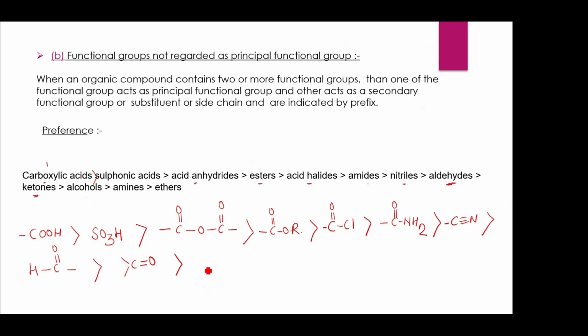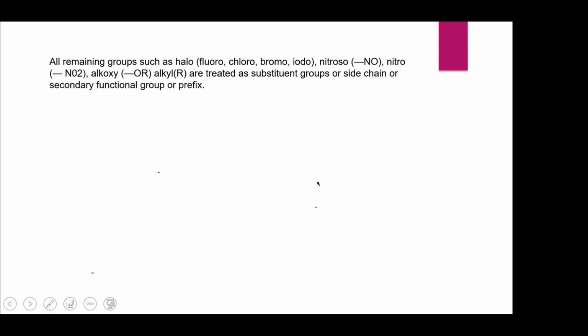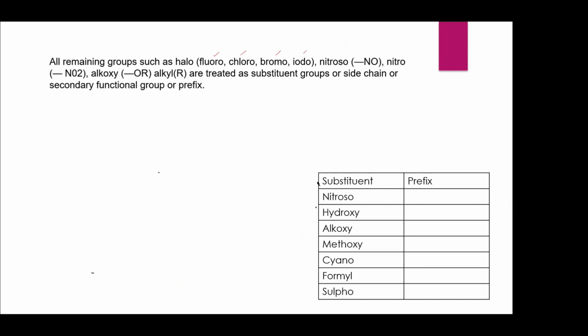The next preference is given to alcohols, that is OH. Then next is amines, NH2. And next is ethers. So this is the functional group order we have to remember while naming an organic compound which contains two or more functional groups. And all the remaining groups such as halo groups fluoro, chloro, bromo, iodo, nitroso, nitro, alkoxy, these are all treated as a substituent or the side chain or secondary functional group or prefix.